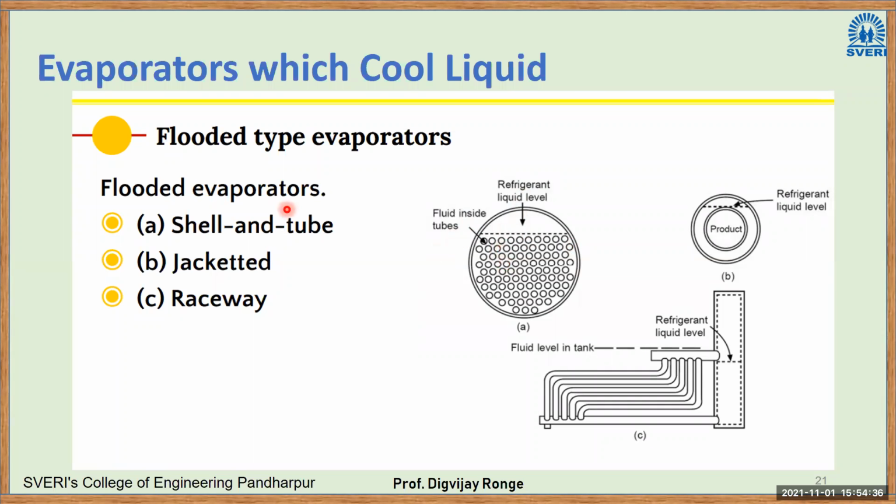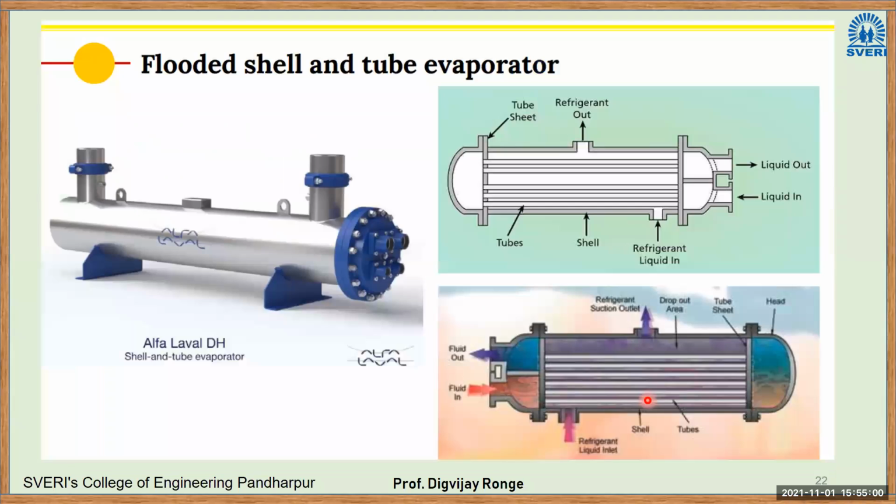Okay, so A is a shell and tube type. Here B is a jacketed. Sometimes it is also called double pipe. So there will be one pipe, and on the outside region there will be another pipe. So it is a jacketed one. Third one is a raceway. Okay, the figure is here. At least you should remember, right? So these are the types of the evaporators.